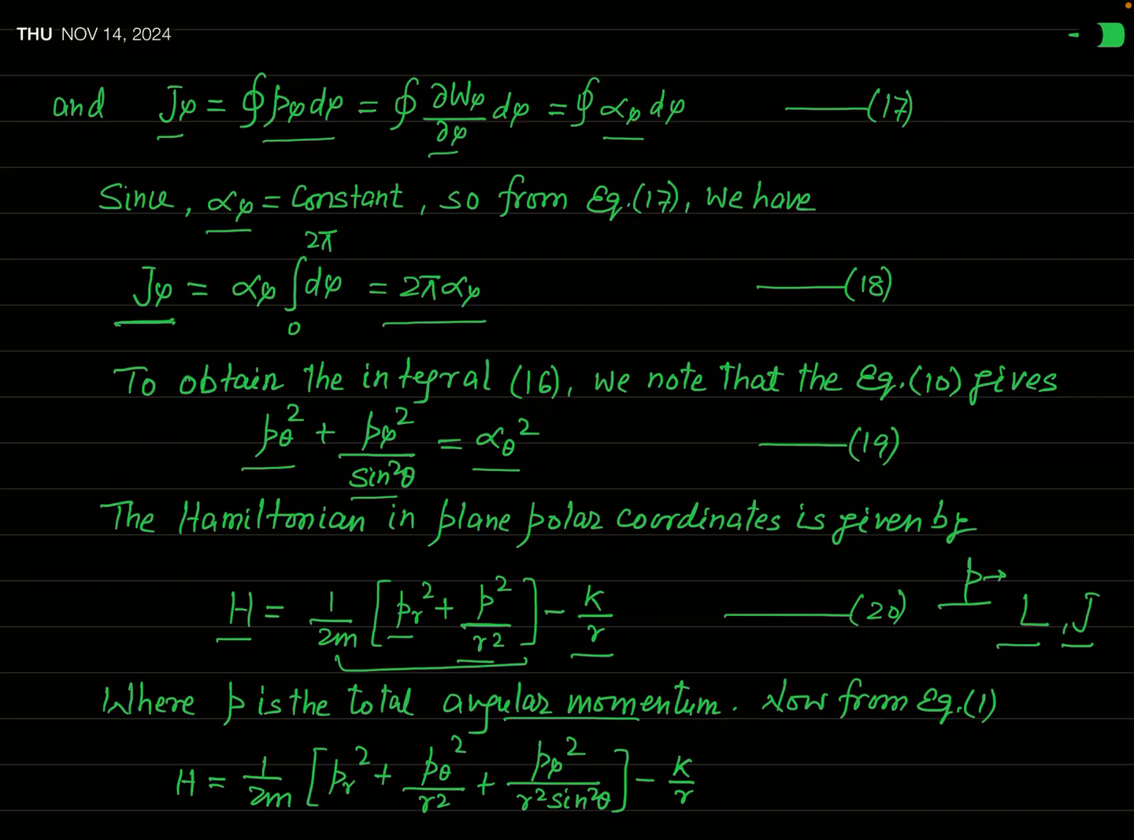So this is the Hamiltonian of the system in plane polar coordinate system. Now you have seen in the very beginning of this lecture that when a particle moves in a central force field, the Hamiltonian is given by this. I have defined this Hamiltonian in equation 1. You can see H equals 1 over 2m times p r square plus p theta square over r square plus p phi square over r square sine square theta, minus k over r. Okay. Now let us combine the last two terms inside this square bracket.